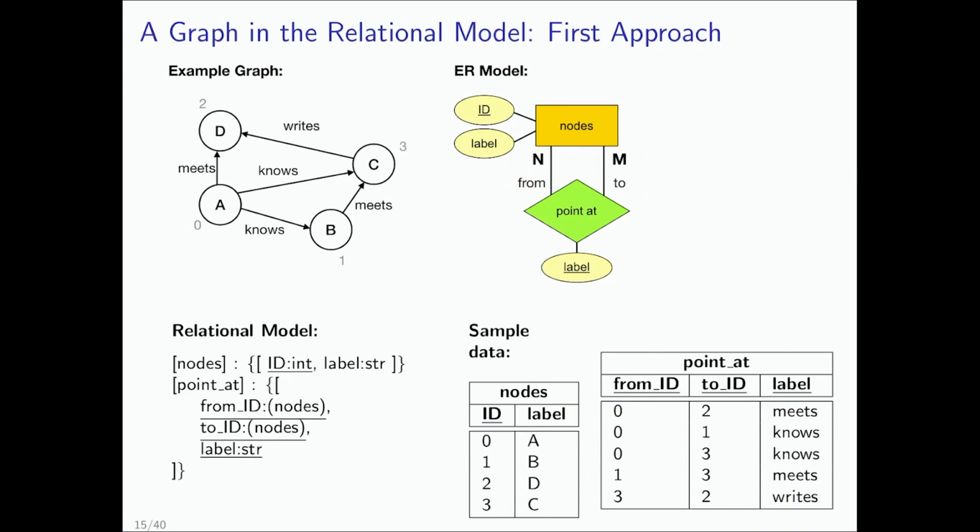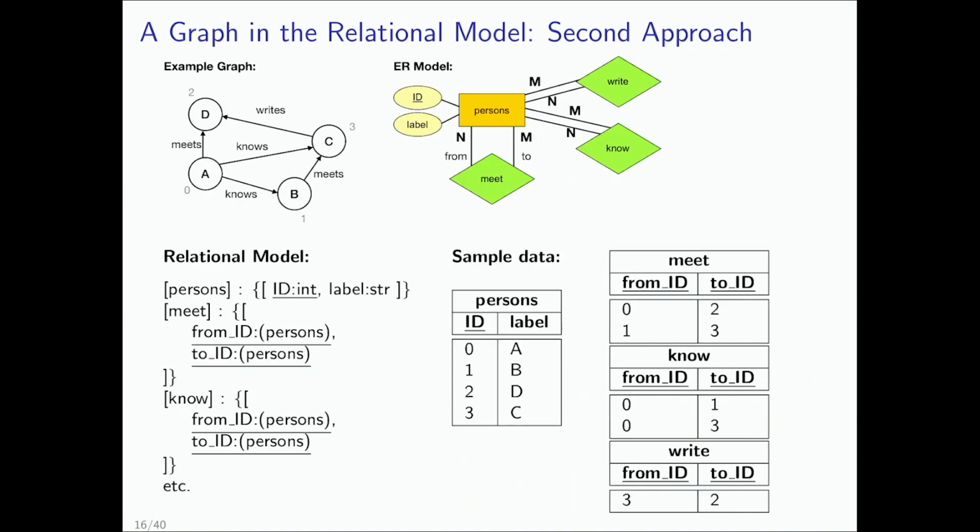Then the data would look something like shown underneath. I have these 4 nodes with their IDs, and the relation that we create from point at has the foreign keys to from and to, and then the label. Of course, the label must be part of the key, similar to an actor having multiple roles in the same movie, because it may be that not only 0 meets 2, but 0 could also know 2, and then this key wouldn't be enough. That's why it is all underlined here in the model. So that would be one way of modeling that.